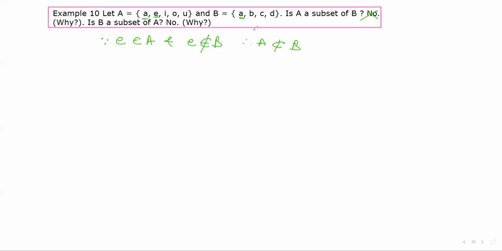Is B a subset of A? B has elements like b, c, and d which are not present in A. So, small b belongs to capital B and small b does not belong to capital A. Therefore, B is not a subset of A.